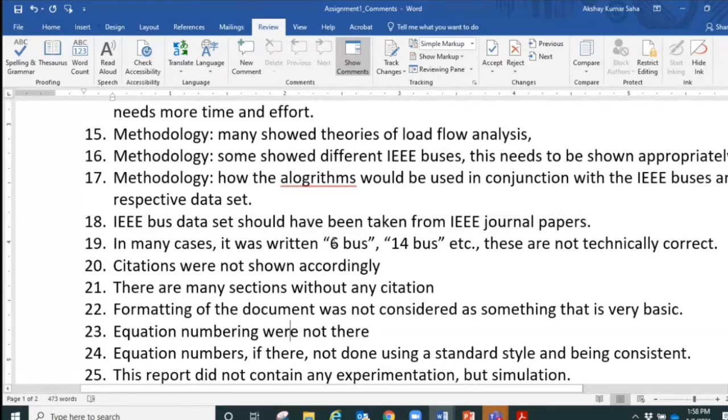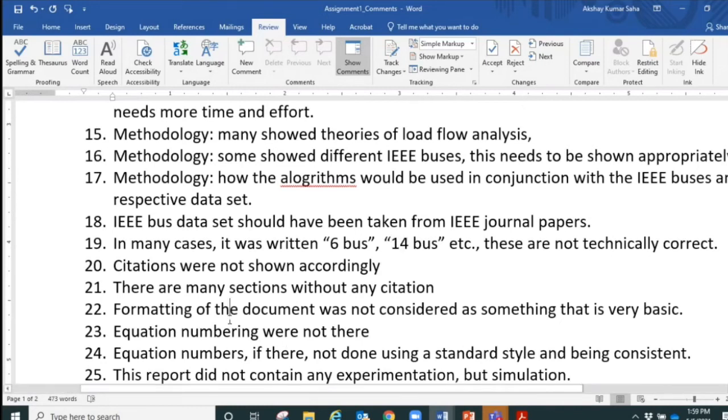And then in many cases I found it written like 6 bars, 14 bars. What is 6 bars, 14 bars? It doesn't make any sense. We are supposed to work on IEEE 6 bars, IEEE 14 bars, IEEE 30 bars. So it has to be clearly written. If you say 6 bars, that's fine, but what is that 6 bars? You have to define it. You have to tell the reader what that 6 bars is that you are mentioning or referring to. So these are technically incorrect. If I just say 6 bars, 14 bars, again it shows simply laziness, or that we don't care.